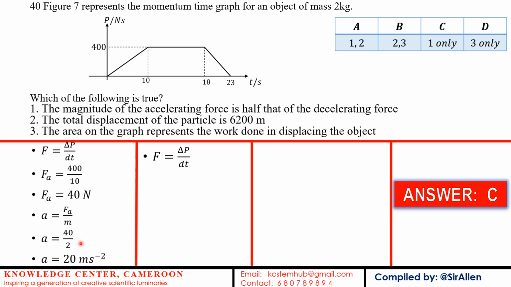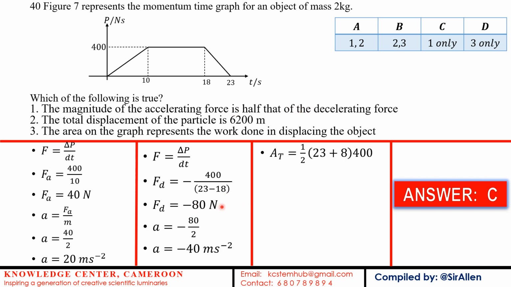We can come over here and talk about the force when the particle is now decelerating. The magnitude of the decelerating force is the changing momentum again. So you are moving from 400 to 0 now, so the change is negative, and the change in time will be 23 minus 18. So the decelerating force is negative 18 newtons. Take note that the magnitude of the accelerating force is half the magnitude of the decelerating force, and clearly that's what statement 1 is saying. So that's statement 1 right there.